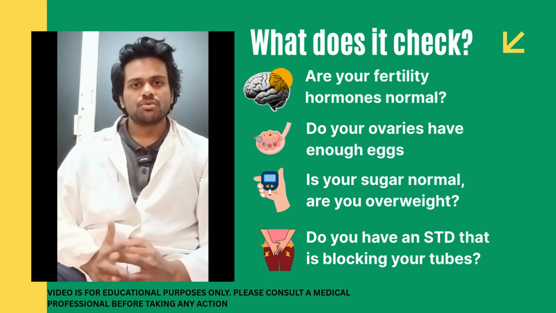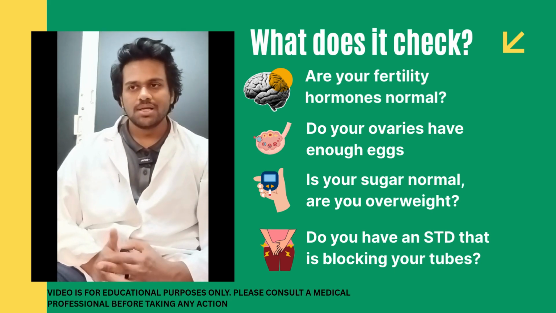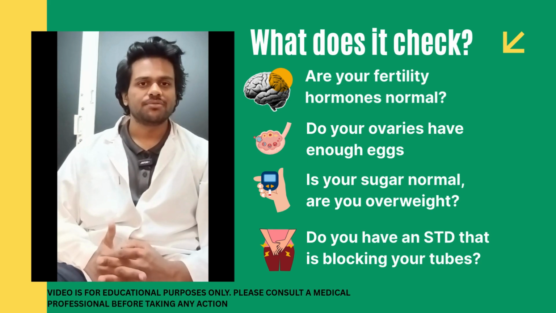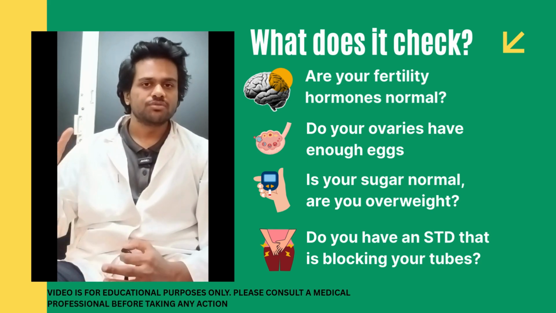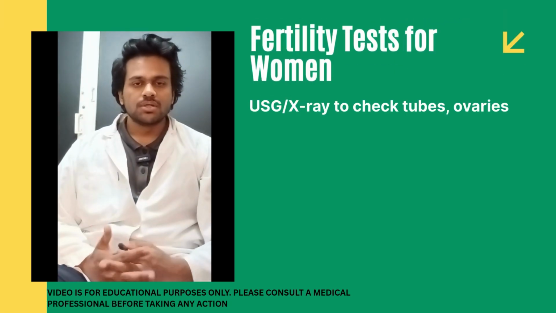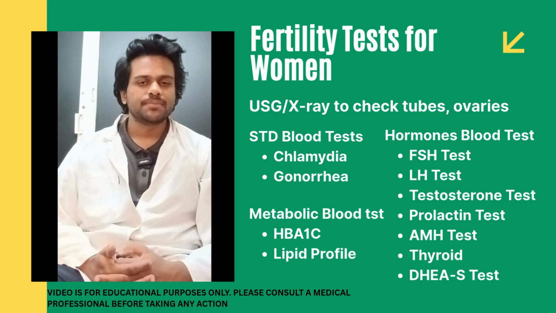As I told you, if you're only going in for the low cost option, which is the FSH, LH and Prolactin blood tests, then you're only going to get the first point out of this, which is the checking of the levels of the fertility hormones. But if you do the whole thing, then you can check all these things together. So here is an entire list of these fertility tests. I've included the complete list of all the hormones, all the STD tests, the metabolic tests, the X-ray or the ultrasound that I already explained.